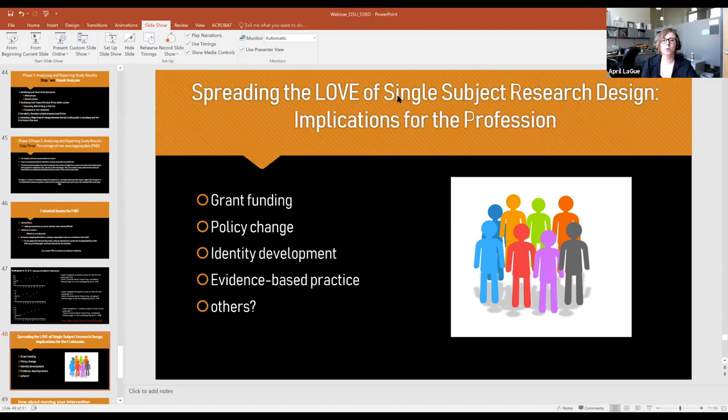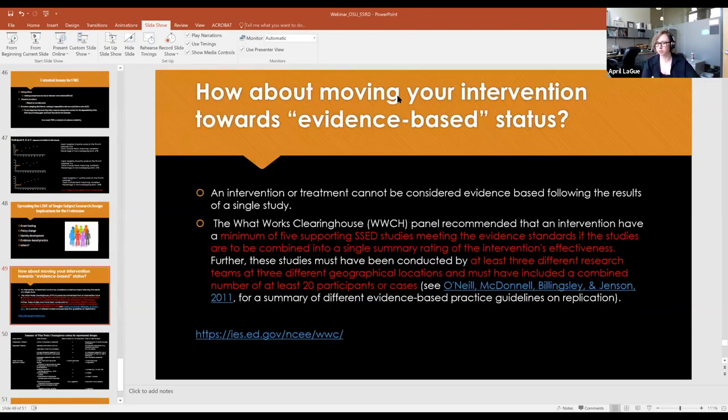With that being said, there are a couple of slides here that I'm not going to go too deep into, but I want to advocate that as single subject design researchers, because that is an identity you have, we can make it into the clearinghouse of what works. The guidelines say a minimum of 5 supporting studies meeting evidence standards are to be combined into a single summary. They have to be conducted by three different research teams, in three different geographical locations, with a combined total of 20 participants. If you think about that, it's pretty doable. A team of researchers gets together and does a few studies. And as I hope you just saw, it's very doable within the field of counseling also.